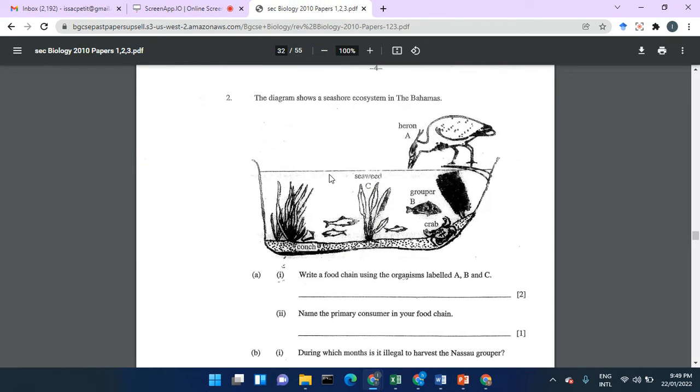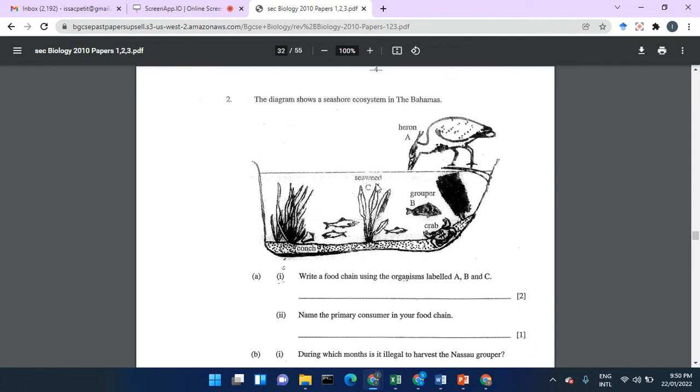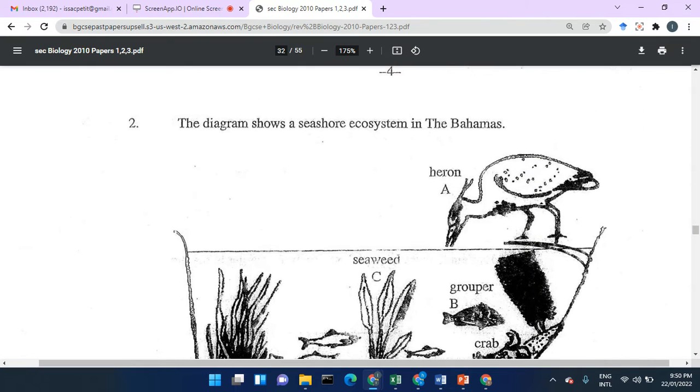Here we are going to consider question number 2, and this question is coming from a biology BGCSE past paper. This is biology paper 2, a BGCSE past paper from 2010. So let's begin with question number 2, which states the following.